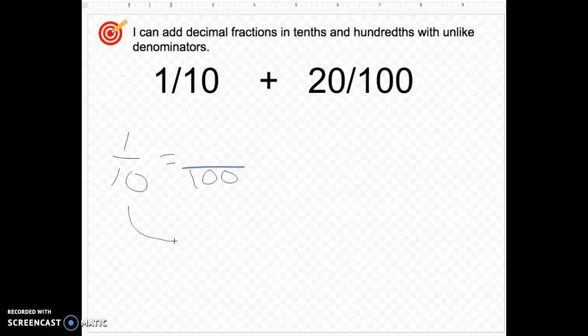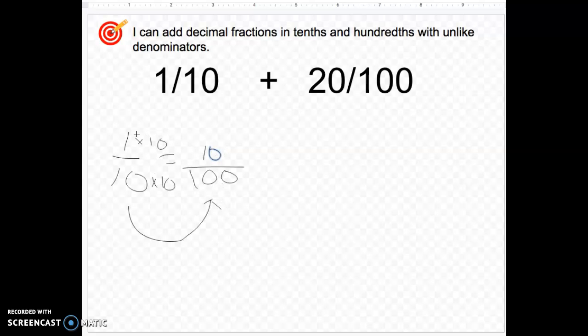Well, you ask yourself, how did 10 become 100? How do we make 10 into 100? Do we multiply or divide? And we multiply. And what do we multiply by? We multiply by the number 10. So 10 times 10 is 100, and what we do to the denominator, we do to the numerator. So now we're going to multiply the numerator 1 times 10 to give us an equivalent fraction of 10 hundredths.